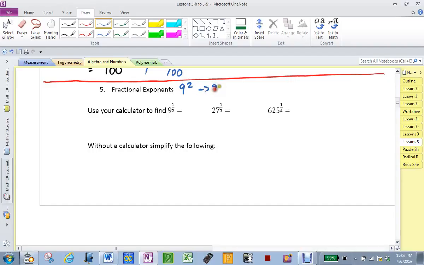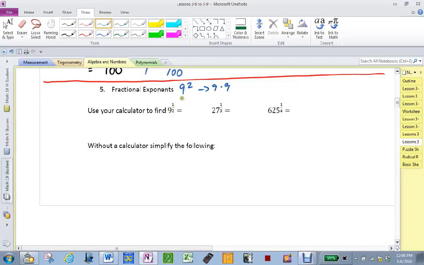That means 9 times itself twice, correct? And 9 to the third would be 9 times 9 times 9, right? 9 to the fourth, 9 times 9 times 9 times 9. Yeah? Easy peasy. Now we've already come across one situation where it doesn't make sense, right? 9 to the negative 2. That makes no sense until you write it out and explain it, yes? Everybody cool?